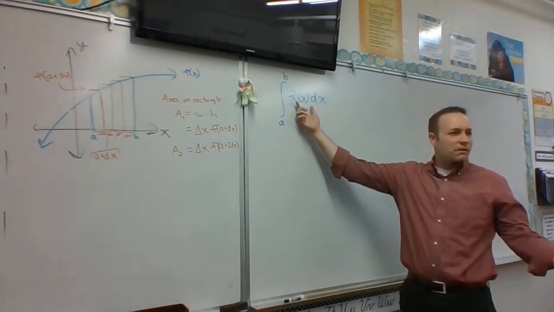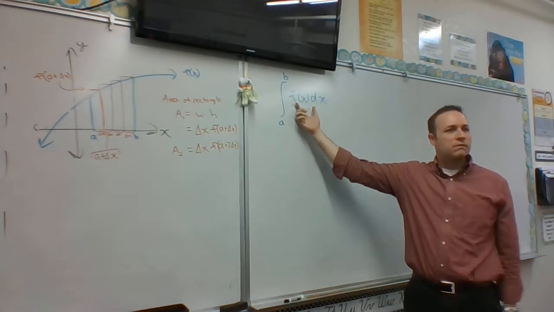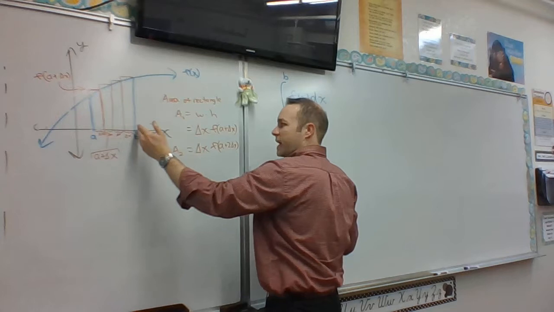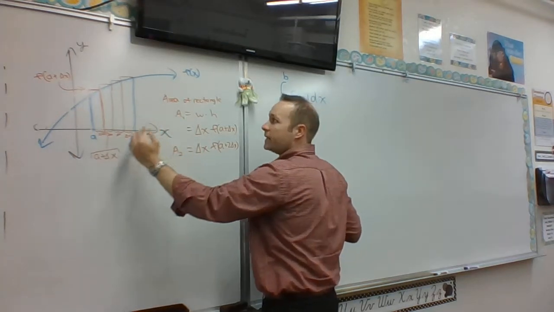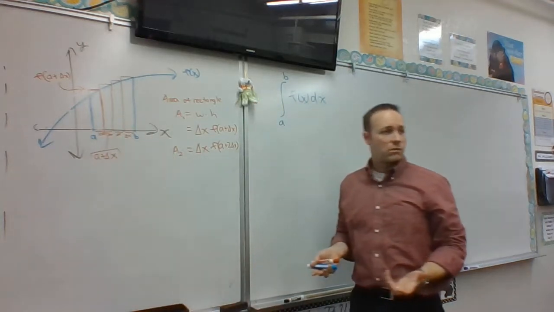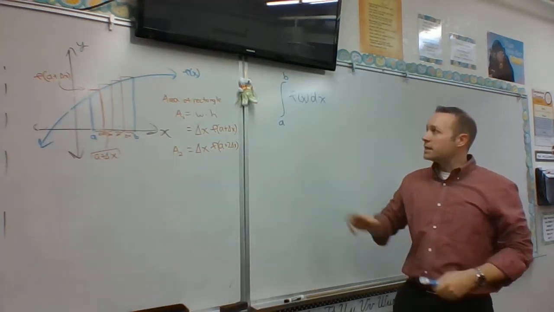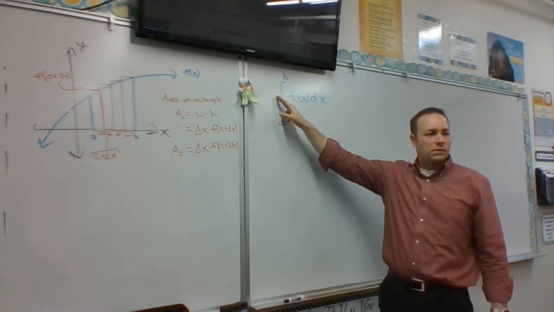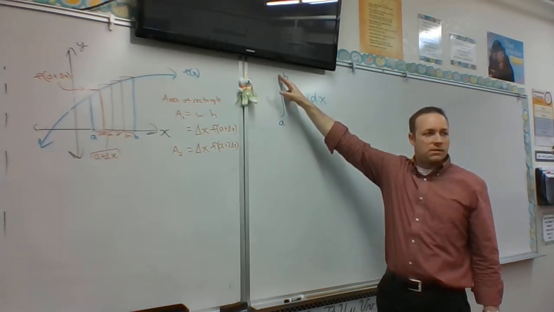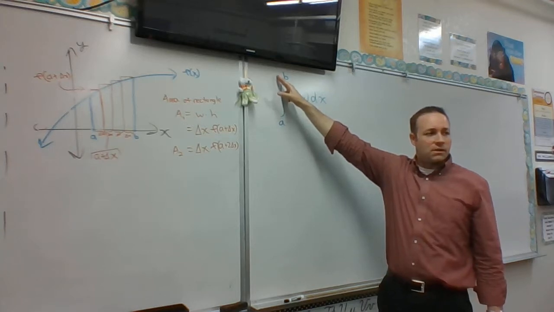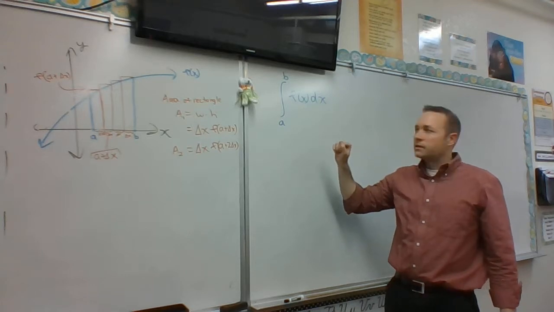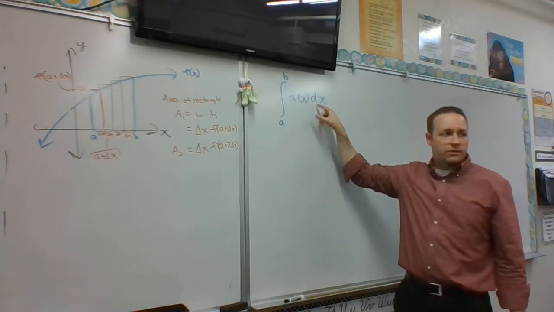F of x, that's just whatever function we're finding the integral of. Okay? The dx means we have a starting x value and ending x value, and we're finding the area between the curve and the x-axis. Can you say how you say that? Yes, this would be the integral from a to b of f of x dx.